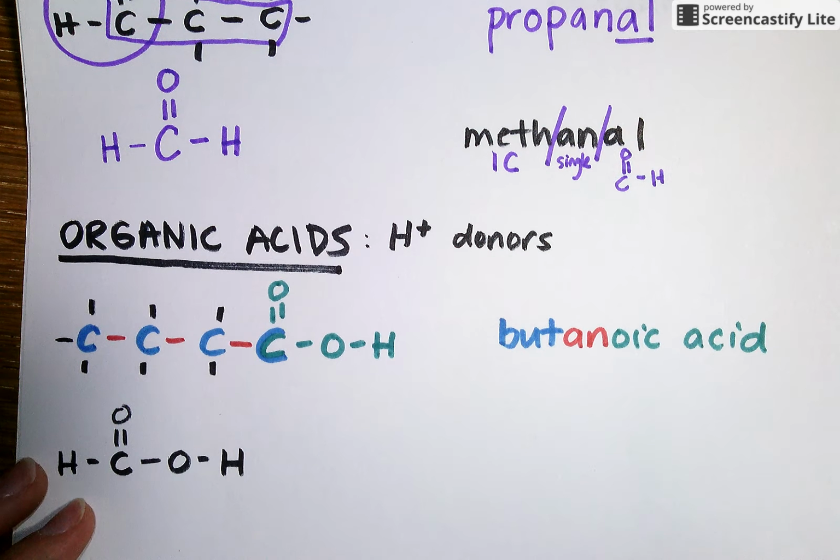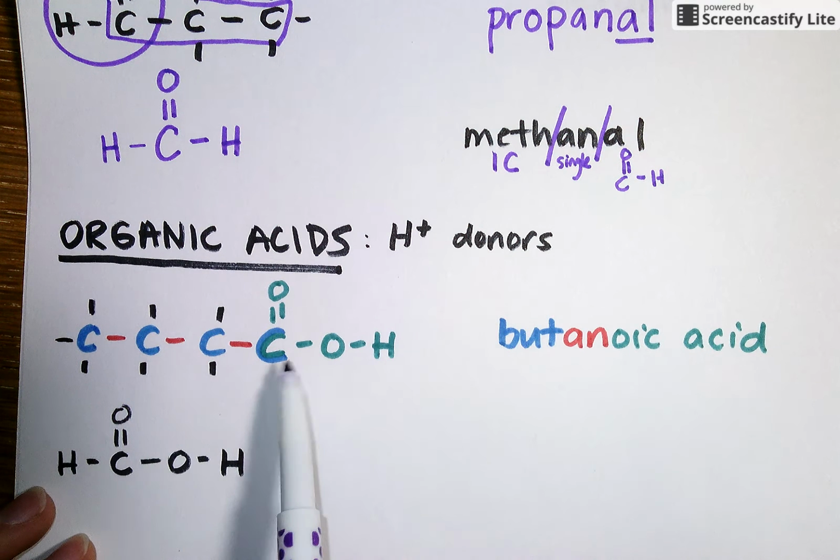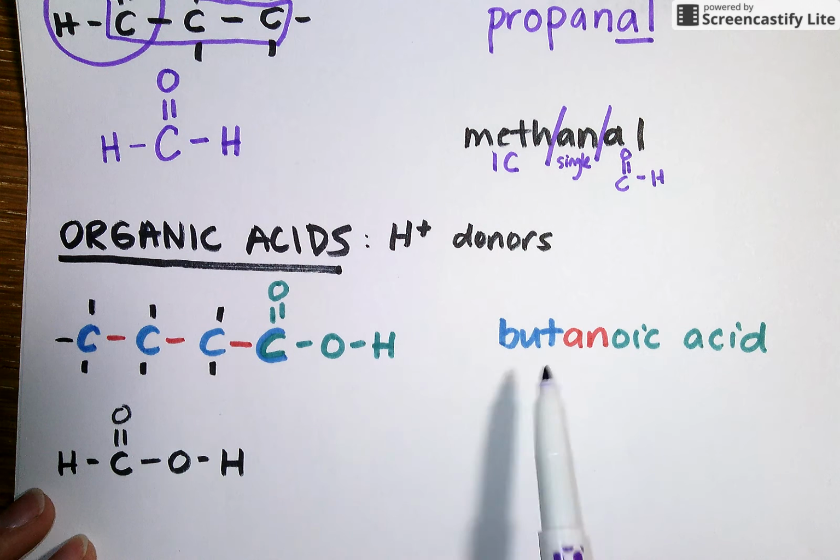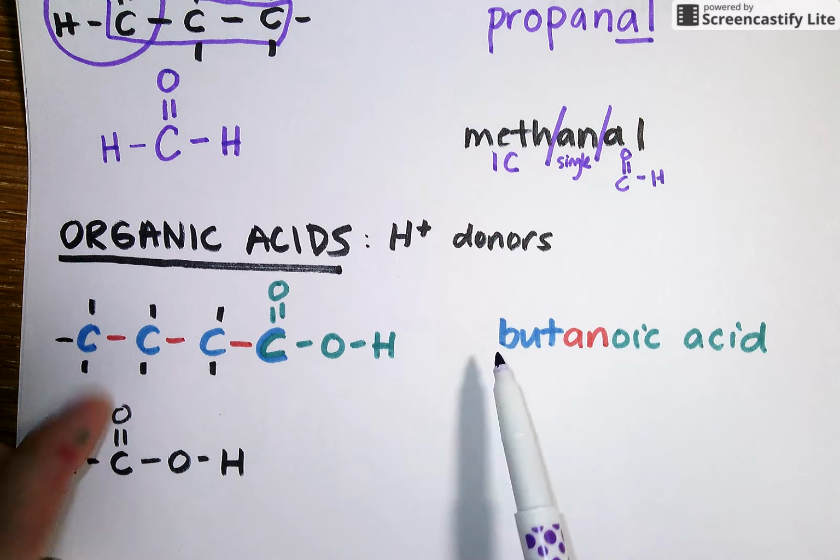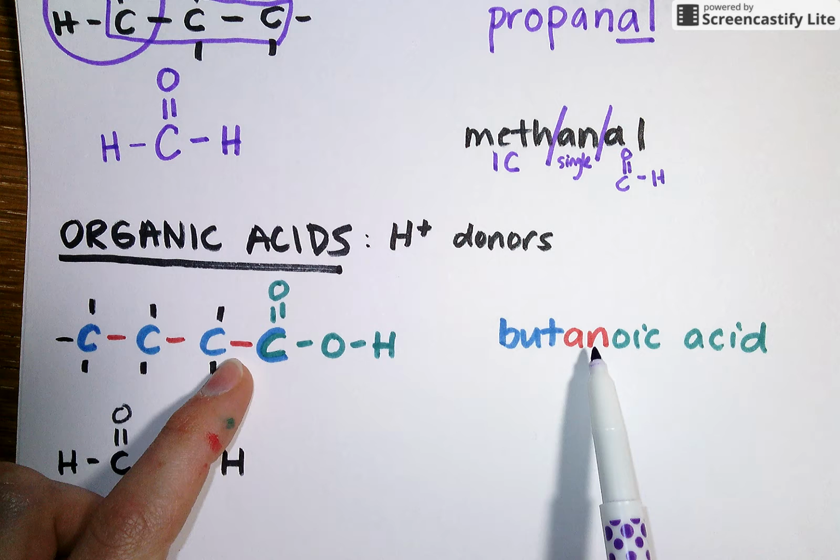To name these types of acids, we again need to talk about how many carbons are total in the molecule. That's where my but comes from. The fact that they're all connected by single bonds gives me an an.